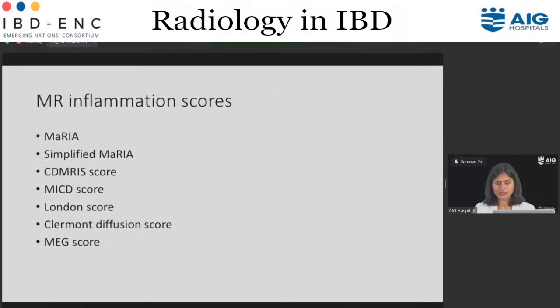So these are some of the MR inflammation scores. Now, MaRIA is by far the most validated scoring system and most validated in many of the clinical trials as well. However, it is a little exhaustive to use and more time taking. So there is recently a simplified MaRIA scoring system, which is proven to achieve similar accuracies as that of MaRIA and is also validated, but it has its own limitations. For want of time, I won't go into the details of these scoring systems now. And thank you for your attention.